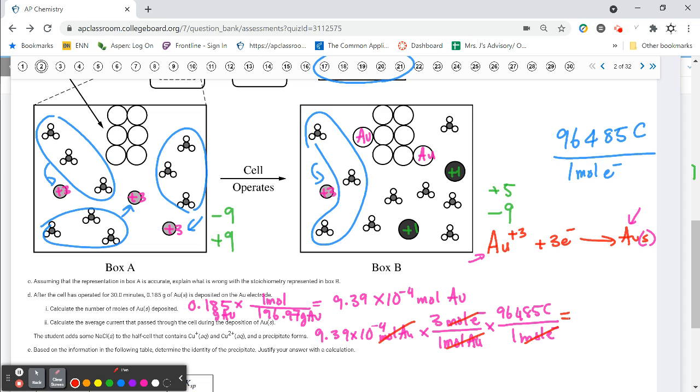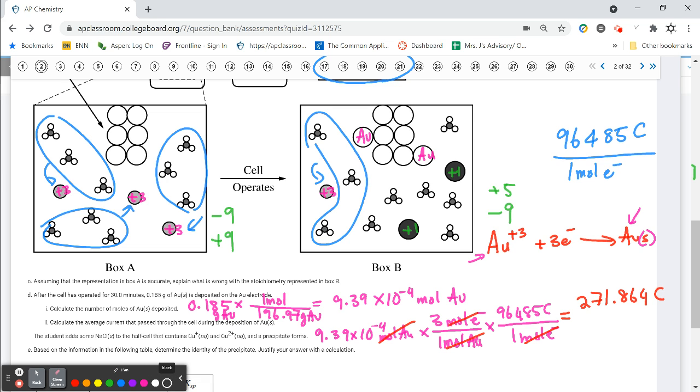9.39 times 3 times 96,485. Okay, so that gives me 271.864. I'm just going to give a bunch of decimals here. Coulombs. And now we need to figure out current.